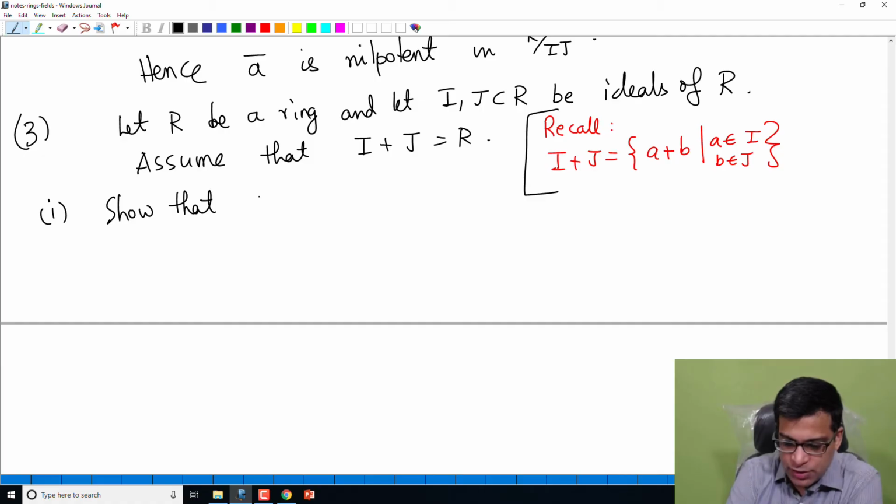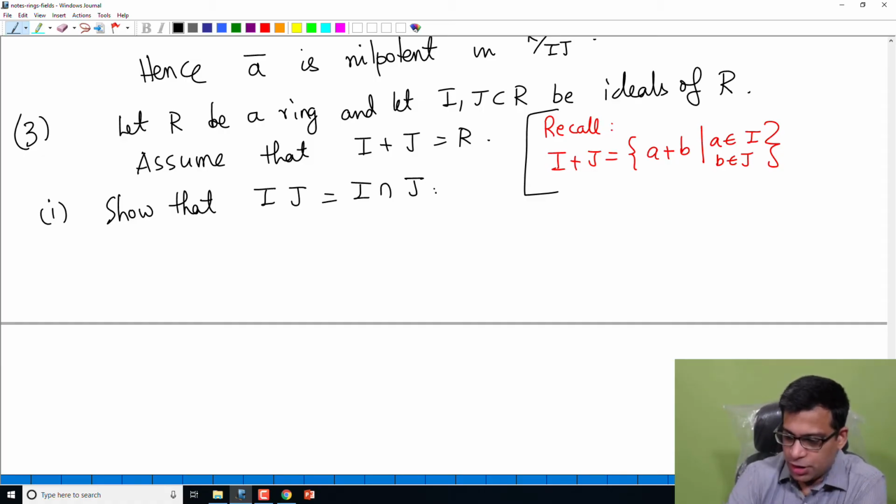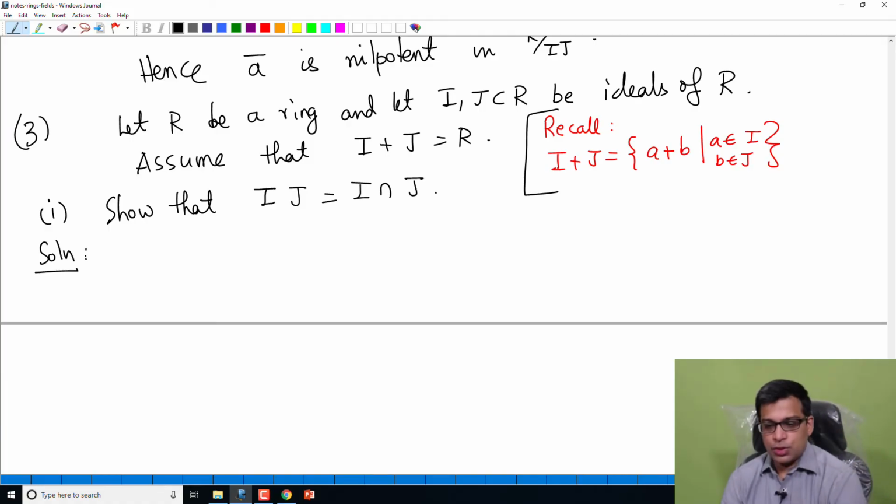Show that the first problem is IJ is equal to I intersection J. Okay, so the solution of this I will do first. So under the assumption that I plus J is equal to R, show that the product is equal to the intersection. So there is one obvious inclusion. In order to show equality, we will show that IJ is contained in I intersection J, and we also show that I intersection J is contained in IJ.